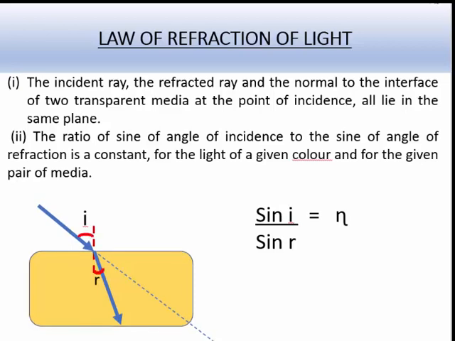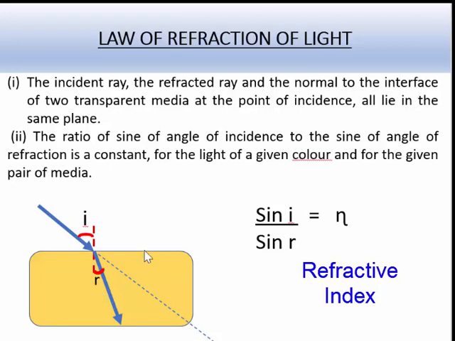The angle of reflection is this angle R here. The angle of incidence is this, where this incoming ray is incident on this interface. So if we divide sine of angle of incidence by sine of angle of reflection, we will always get a constant value. And this constant is called the refractive index. This will always be a constant as long as we have the same color of light and the same pair of media. What do I mean by the same pair of media?